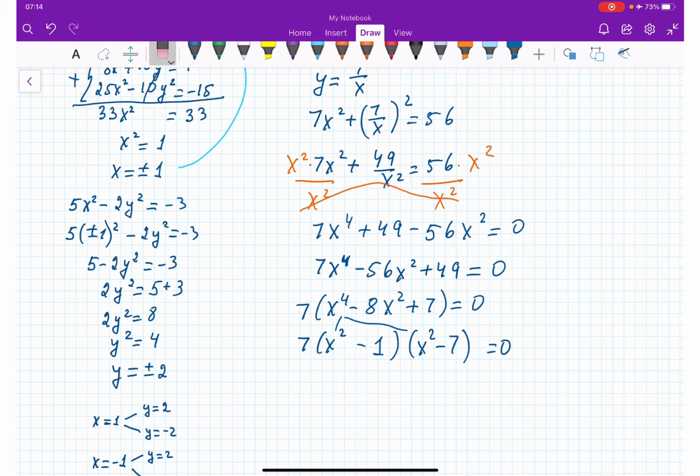And we have x squared is equal to positive 1, or x squared is equal to positive 7. What does that mean? That means x is equal to plus or minus 1, and x is equal to plus or minus square root of 7. Okay?